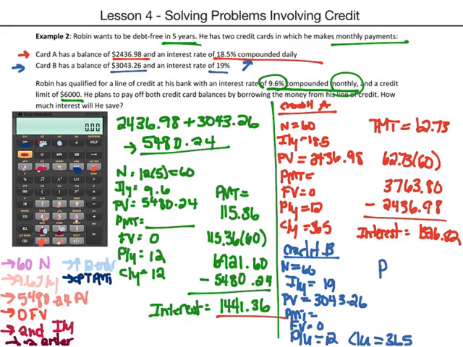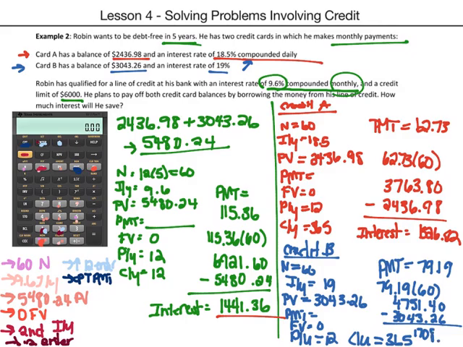So pause the video and type this into your calculator. You should get your payments to be $79.19. So $79.19 times 60 is $4,751.40 minus the original cost of $3,043.26, and you get $1,708.14.